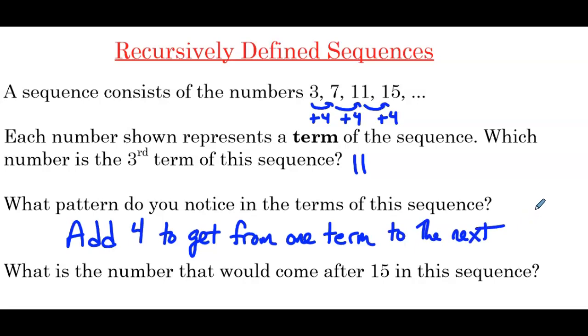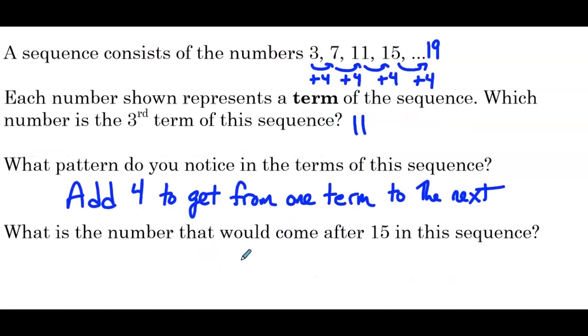So what is the number that would come after 15 in the sequence? Well, we're going to continue the pattern of adding 4, so the next term would be 19. So the fifth term of this sequence is 19.